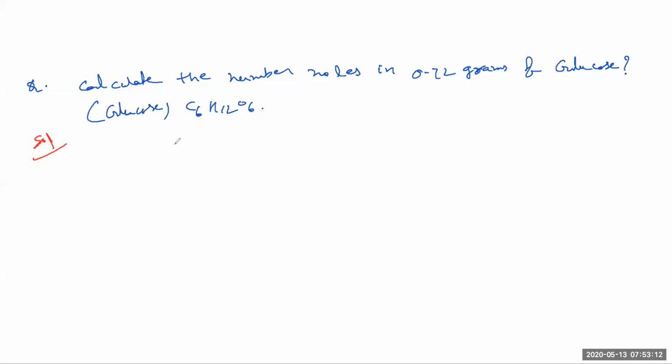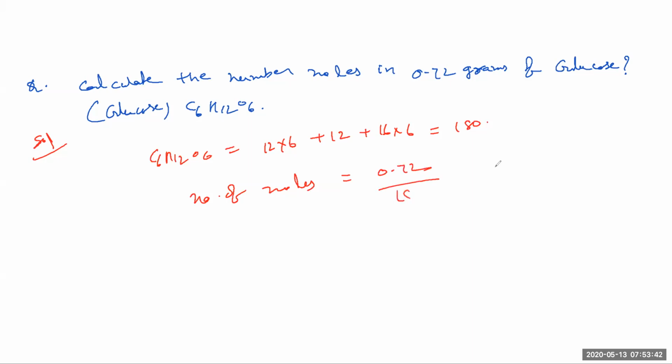Yeah, what is the answer now? Carbon 12 into 6 plus hydrogen 1 into 12 only, plus oxygen 16 into 6. By adding it becomes 180. Therefore, number of moles is equal to weight of the substance in grams, 0.72 divided by 180. So by calculating, we'll get 0.04 moles. Take the next question.